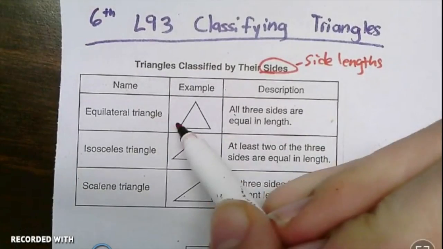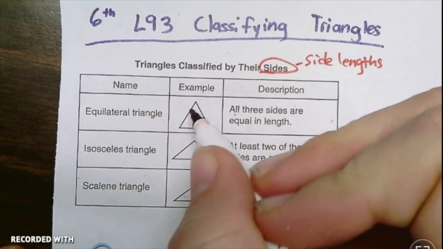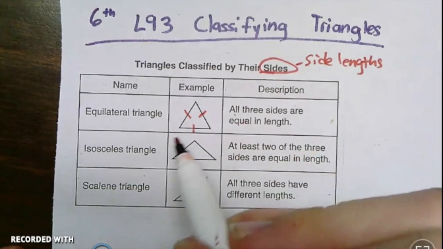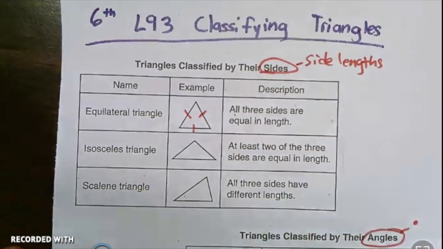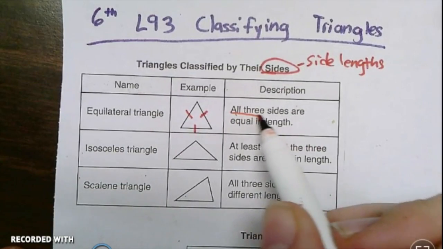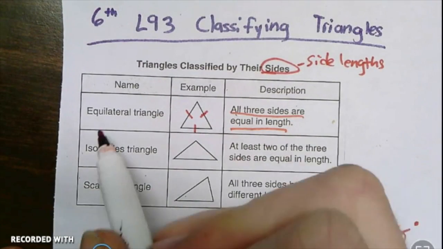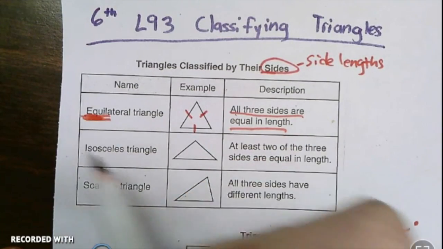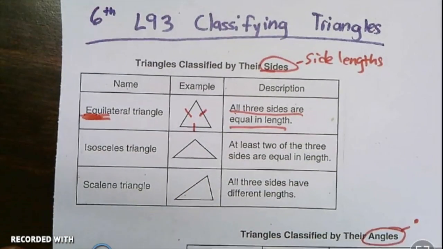An equilateral triangle has all three sides the same, and this can be shown with little tick marks. If each side has one tick mark on it, all three sides are equal in length. It is an equilateral triangle. It's got the word equal right in it. All three sides are equal.